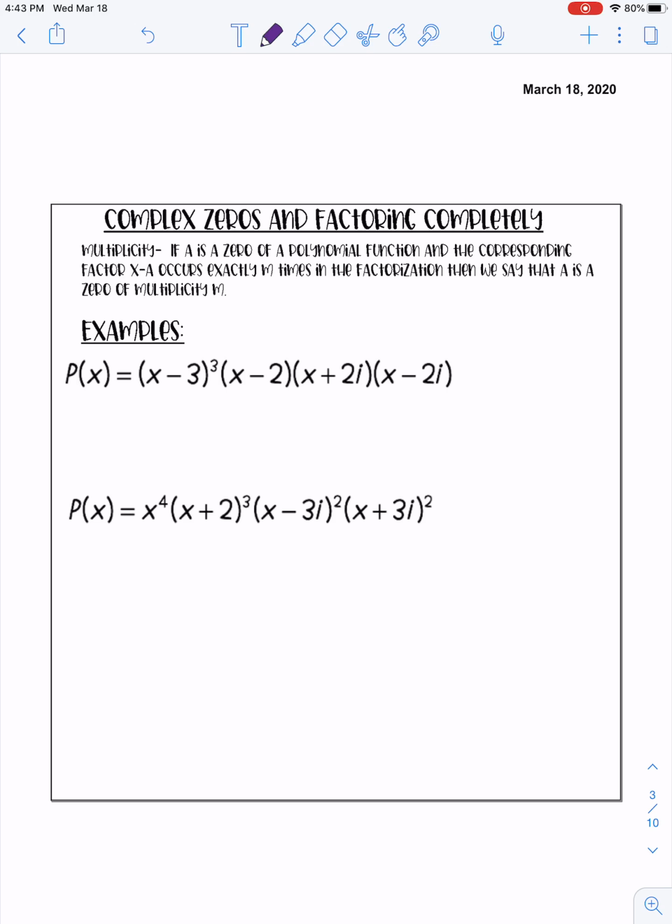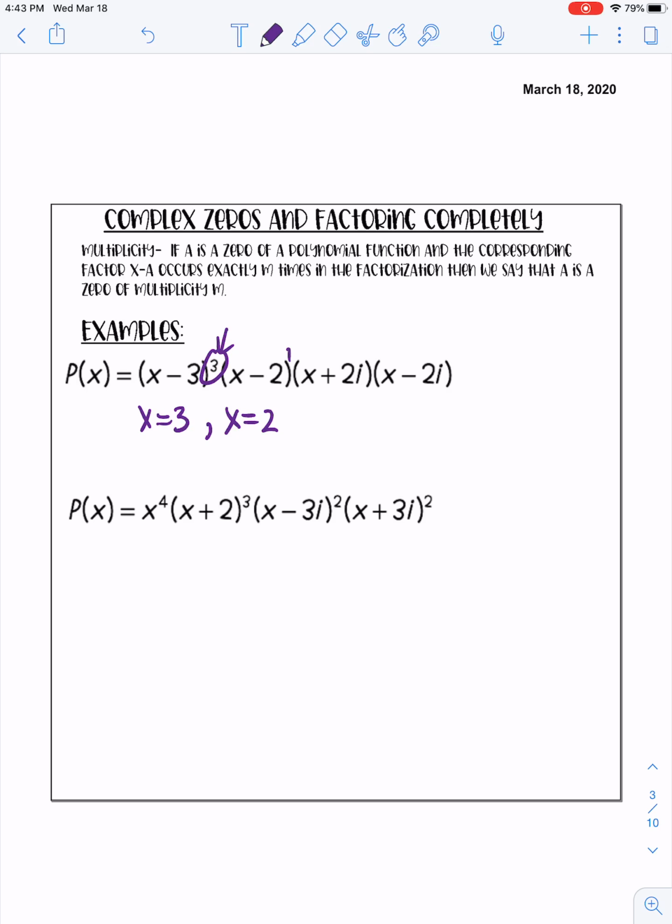All right, so these are just examples of complex zeros that are already factored. Again, we talked about multiplicity when we were dealing with real zeros. If a zero of a polynomial function and a corresponding factor, x minus a, occurs exactly m times in the factorization, then we say it has a zero of multiplicity m, right? So in this case, I have a zero at x equals 3, but it's a multiplicity of 3. Here I have a zero at x equals 2, multiplicity of 1.